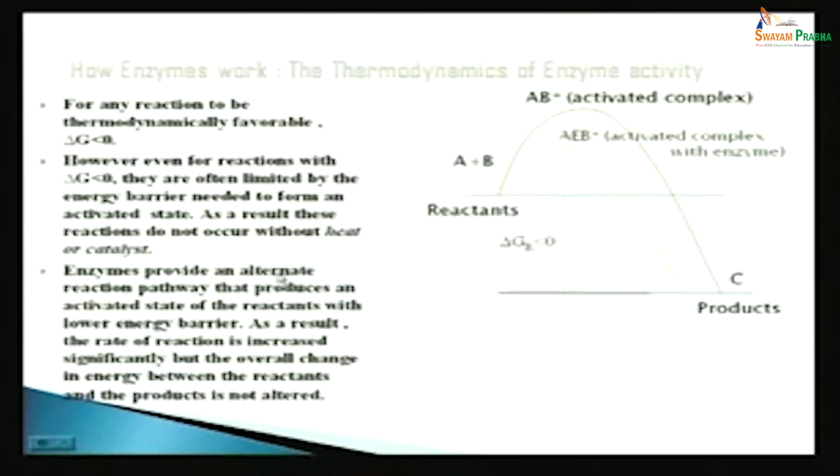So enzymes, how to do it, and as I said, this is just a summary. What is written here is just a summary of that. Enzymes provide an alternate reaction pathway that produces an activated state of the reactants with a lower energy barrier. As a result, the rate of reaction is increased significantly, but the overall change in the energy between the reactants and products remains the same. Right? Is that clear? Is there any question on this at this point? Okay.